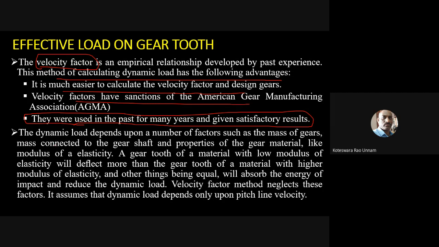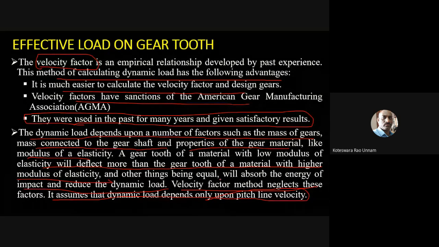But the disadvantage is that the dynamic load depends upon a number of factors, such as the mass of the gear, the mass connected to the gear shaft, and the properties of the gear material like the modulus of elasticity. A gear tooth of a material with low modulus of elasticity will deflect more than a gear tooth of a material with higher modulus. The modulus of elasticity indicates the stiffness. If the stiffness is more, deflection is less, and other things being equal, it will absorb the energy of impact and reduce the dynamic load. These are some of the factors. The velocity factor method neglects these factors. It assumes that the dynamic load depends only upon the pitch line velocity. So these are the drawbacks of this method.